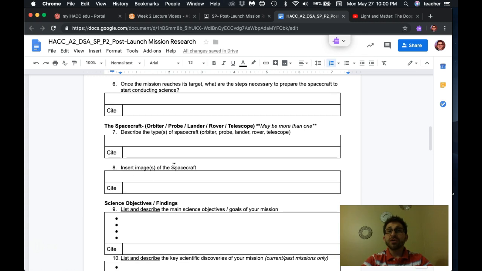Once your mission reaches its target, how are we going to do the science? What is the science that we're going to conduct? So this is a really helpful one. What steps were necessary to prepare the spacecraft to do that science?